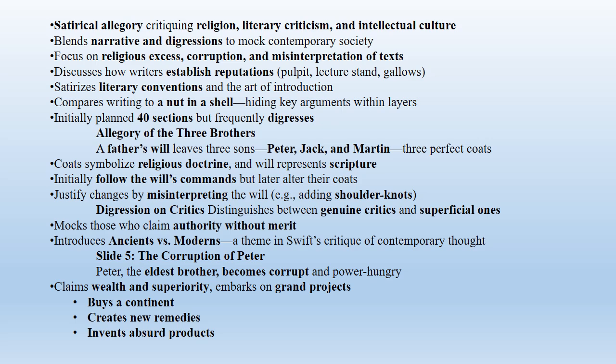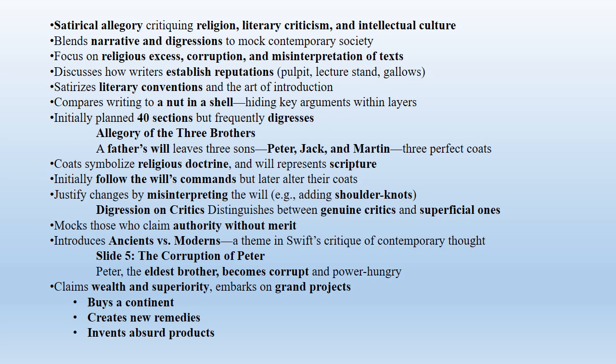The introduction begins with a discussion on how writers establish their reputations, comparing it to public speaking platforms such as the pulpit, the lecture stand, and even the gallows. Swift then satirizes literary conventions, especially the art of introduction, noting that a skilled writer hides his main arguments much like a nut within a shell, a technique he employs extensively. He then outlines his treatise, initially intending to divide it into 40 sections, though he digresses frequently throughout the work.